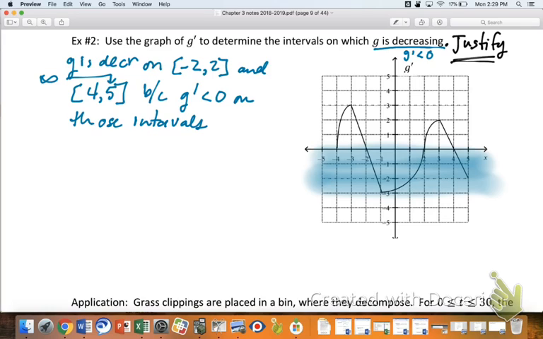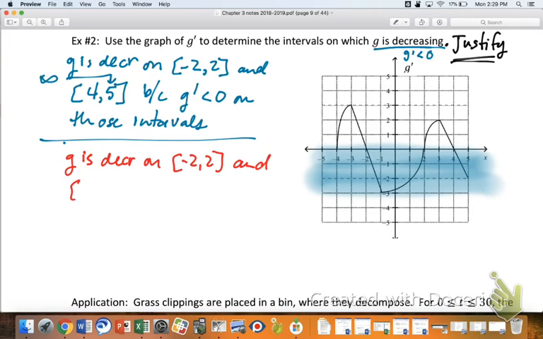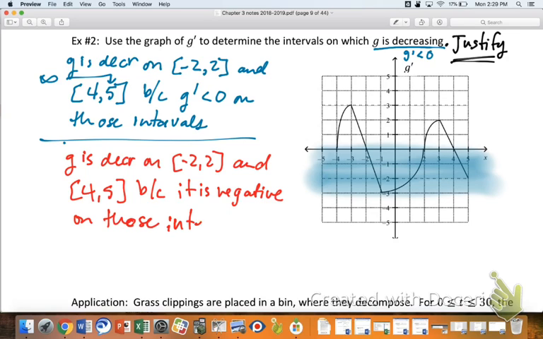Can I point out some really decent sounding wording that's actually really bad? Ready? So check this out. G is decreasing on the same intervals and blah, blah, blah, because it is negative on those intervals. What is so bad about that?